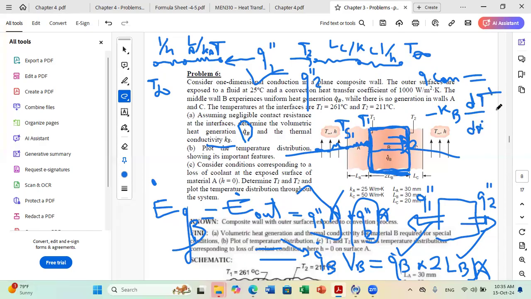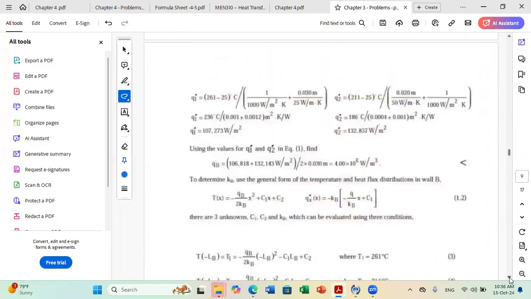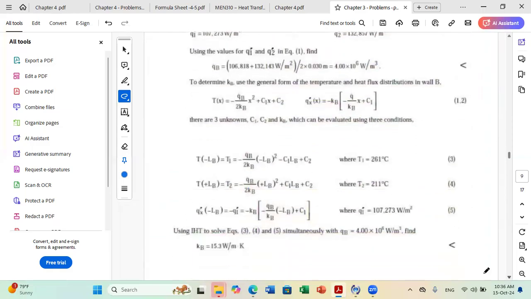So you need to know what is the profile of temperature, T function of X, in order to evaluate dt by dx. Okay, so that's why you need to go back to the differential equation. So now for material B, what do I have? I have steady state with generation. And if I integrate it twice, I get the following relation: T(x) is minus q dot over 2k x squared plus c1 x plus c2. Okay? Now, you need to determine c1 and c2.